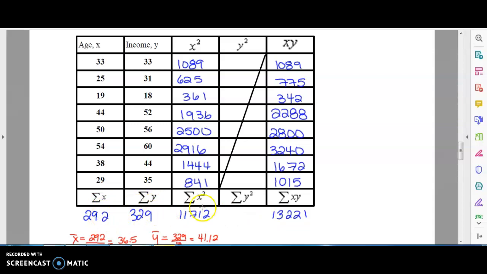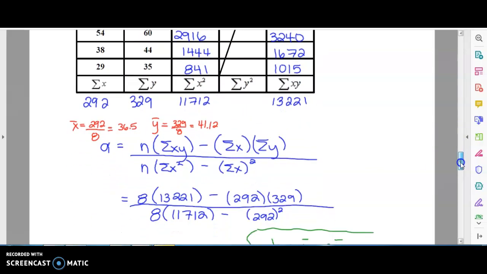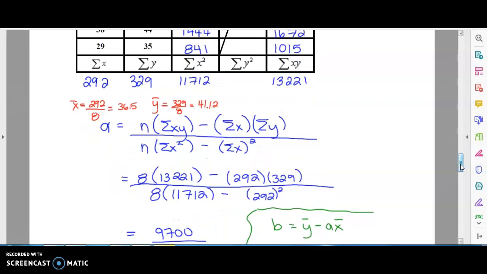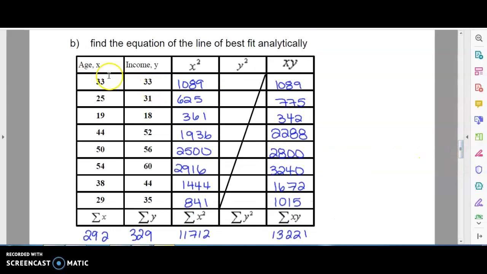So basically, by doing this table here, we have every piece of information, or every variable, if you want to look at it that way, we need to solve our a value. Sorry, the last thing I forgot again was the n. And how many data points do we have? Well, we can see 1, 2, 3, 4, 5, 6, 7, 8. So our n value is 8.